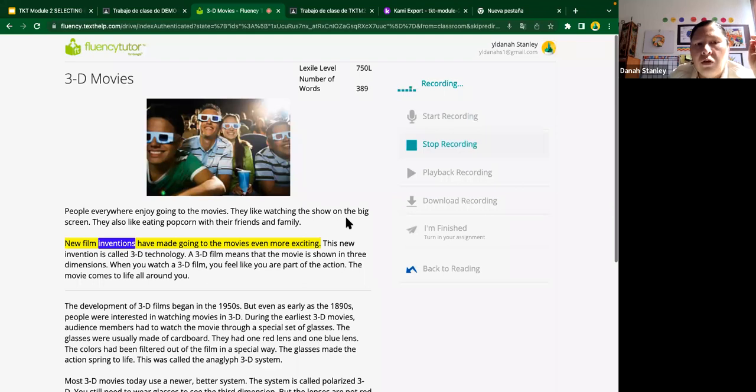People everywhere enjoy going to the movies. They like watching the show on the big screen. They also like eating popcorn with their friends and family.